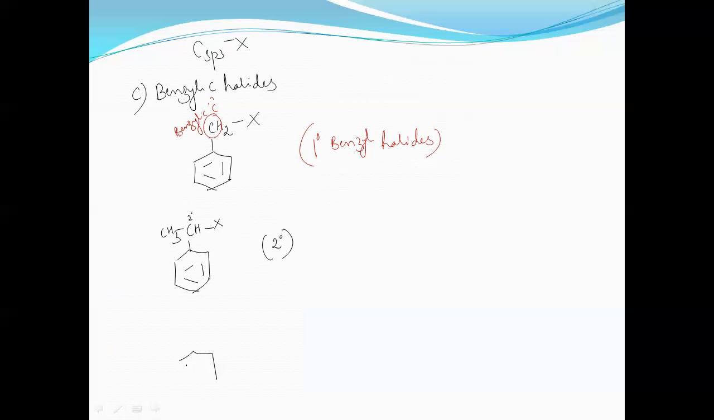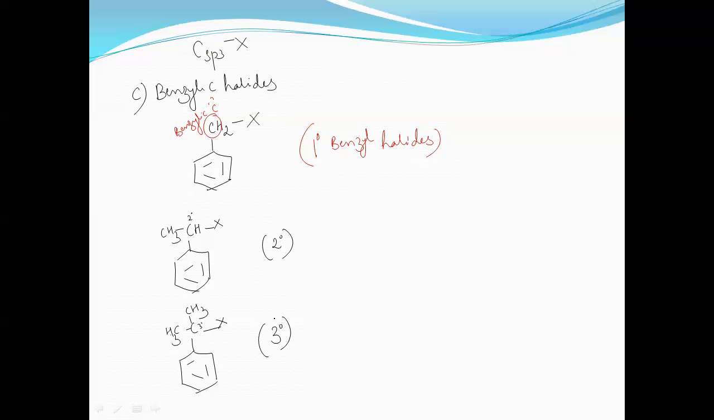And if it is attached to a tertiary carbon, but still sp3 hybridized, attached to three carbons, right? 1, 2, 3, this carbon is tertiary. So these are called tertiary benzyl halides.